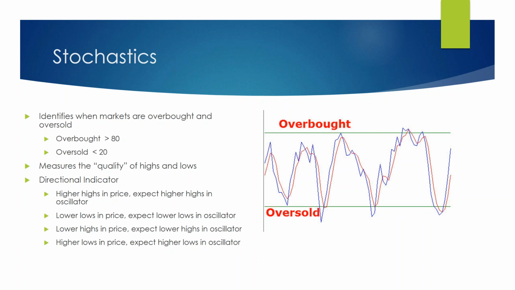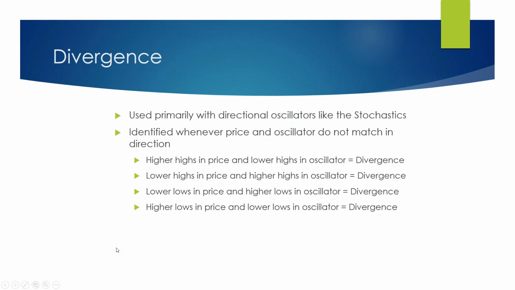Higher highs in price should equal higher highs in your stochastics. If you are seeing lower lows in price, you should expect lower lows in the stochastics. If you are seeing lower highs in price, you should see lower highs in the stochastics. If you are seeing higher lows in price, you should anticipate higher lows in the stochastics as well. Now, that sounds easy enough, but once we put it on a chart, it's going to get slightly more complicated.